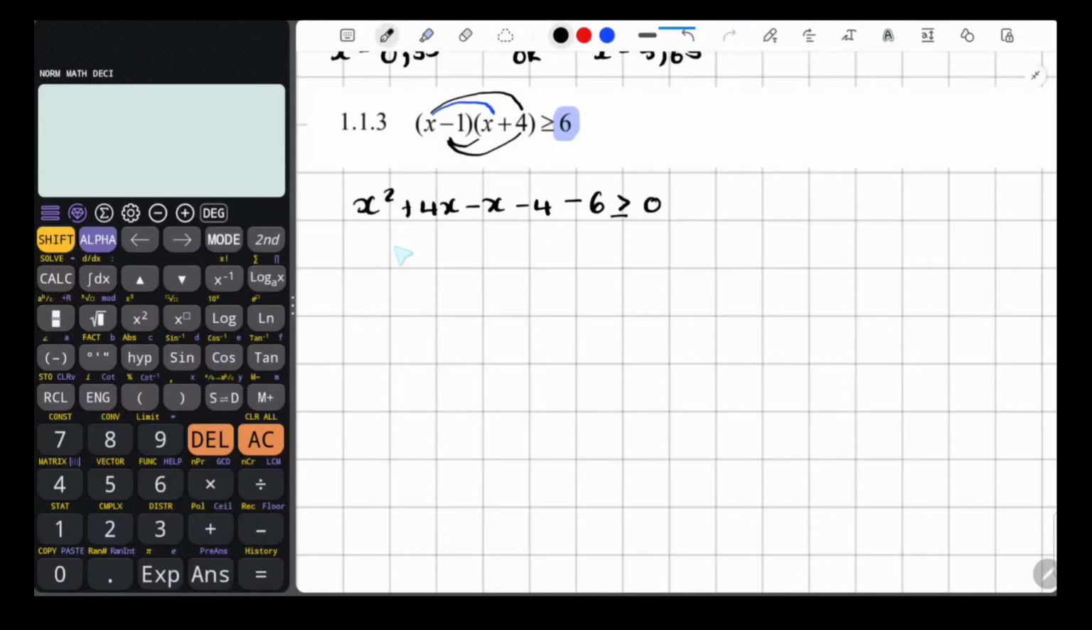Then let's just go ahead and simplify this. We have x squared, then the 4x minus x is going to give you a positive 3x, then negative 4 minus 6 is negative 10 is greater or equal to 0.